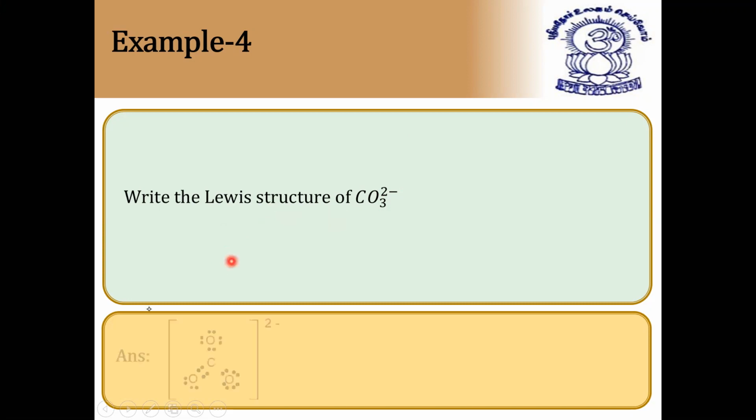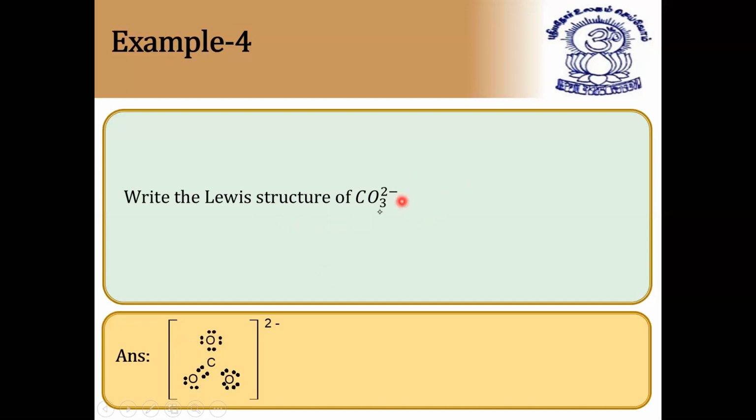Now we'll see the structure. As I told you, here it is gaining 2 electrons, here it is gaining 2 electrons, so 2 electrons, 2 electrons, 2 electrons, and on the whole 2 minus. This is the CO3 2 minus Lewis dot structure. This carbon has 2 and 2, 4 electrons, but these 2 electrons you have got from here. This oxygen is getting 8 electrons, this oxygen is getting 8 electrons, and this oxygen is also getting 8 electrons.